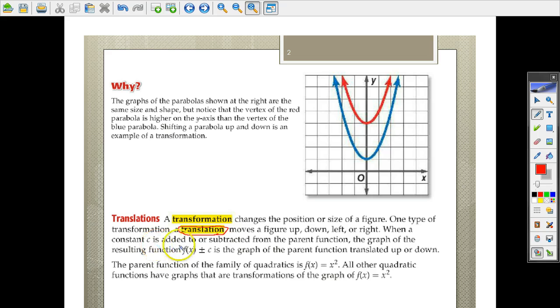Then a constant c is added to or subtracted from the parent function. The graph of the resulting function f of x plus or minus c is the graph of the parent function translated up or down. The parent function of the family of quadratics is f of x equals x squared. All other quadratic functions have graphs that are transformations of the graph f of x equals x squared.